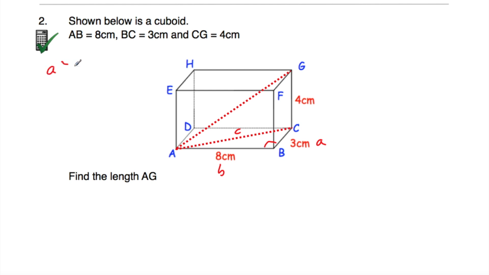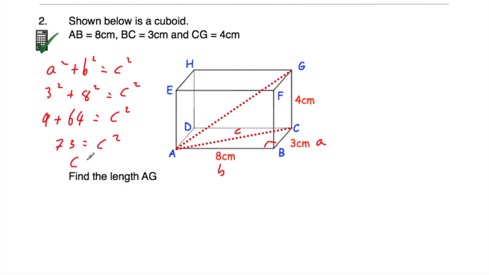So A squared plus B squared equals C squared. A squared, that's going to be 3 squared, plus B squared, that's going to be 8 squared, is equal to C squared. 3 squared is equal to 9, plus 8 squared, that's equal to 64, and that's equal to C squared. So 9 plus 64 is equal to 73, and that's equal to C squared. And then if you square root, we're going to find that C is equal to the square root of 73. So that means the distance from A to C would be root 73 centimeters.